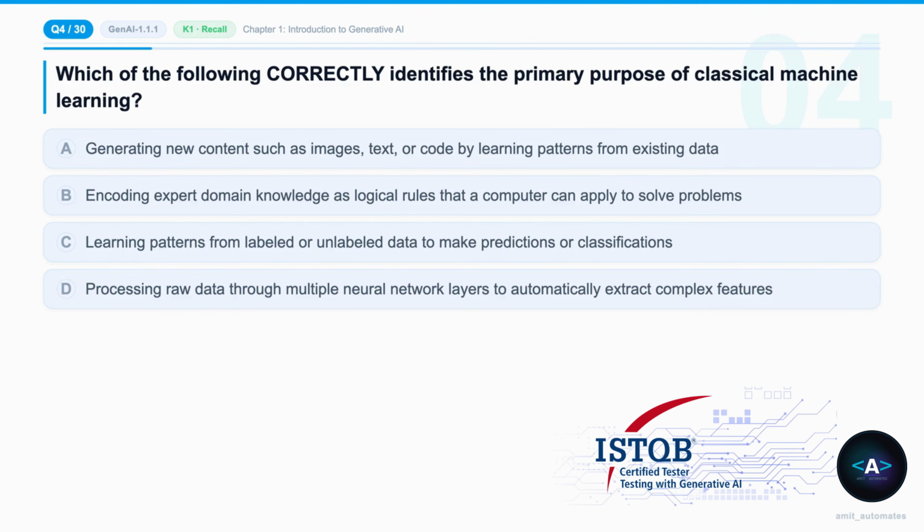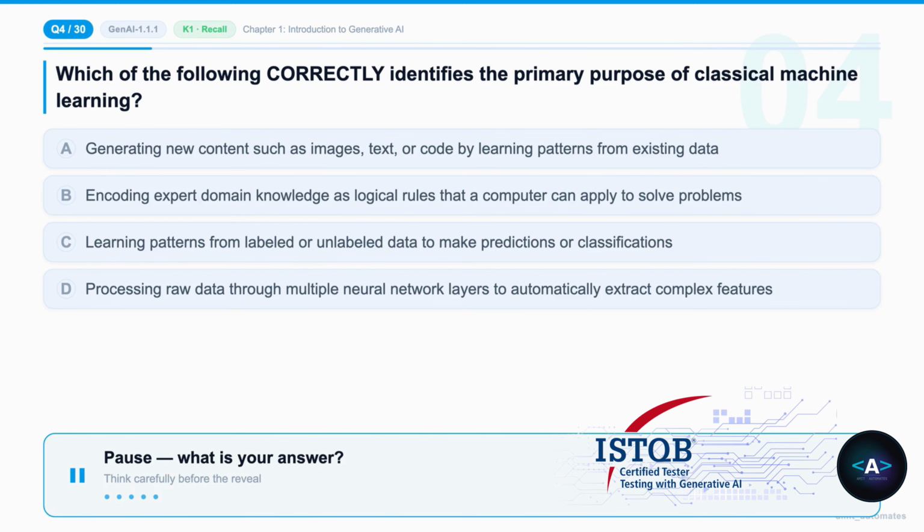C. Learning patterns from labeled or unlabeled data to make predictions or classifications. D. Processing raw data through multiple neural network layers to automatically extract complex features. Take a moment. What is your answer?